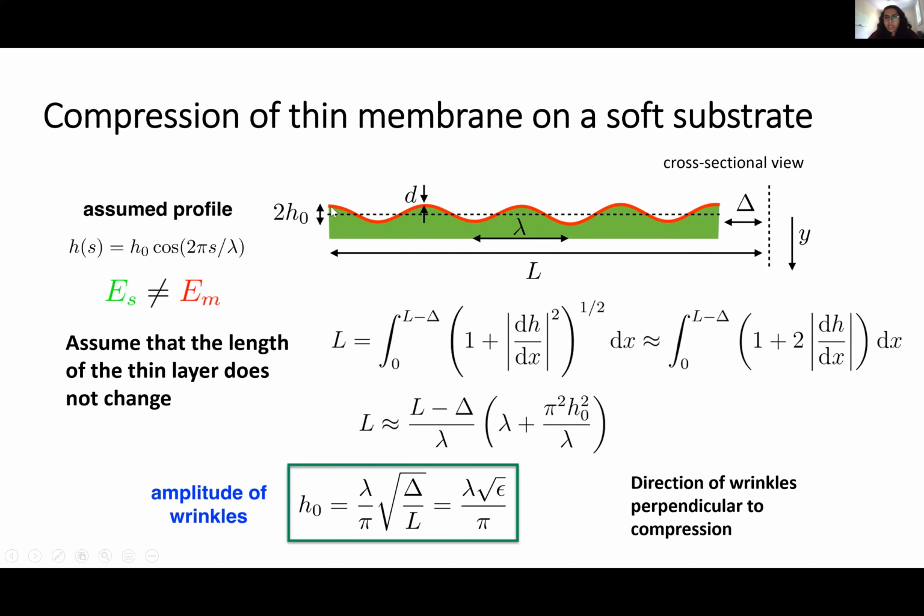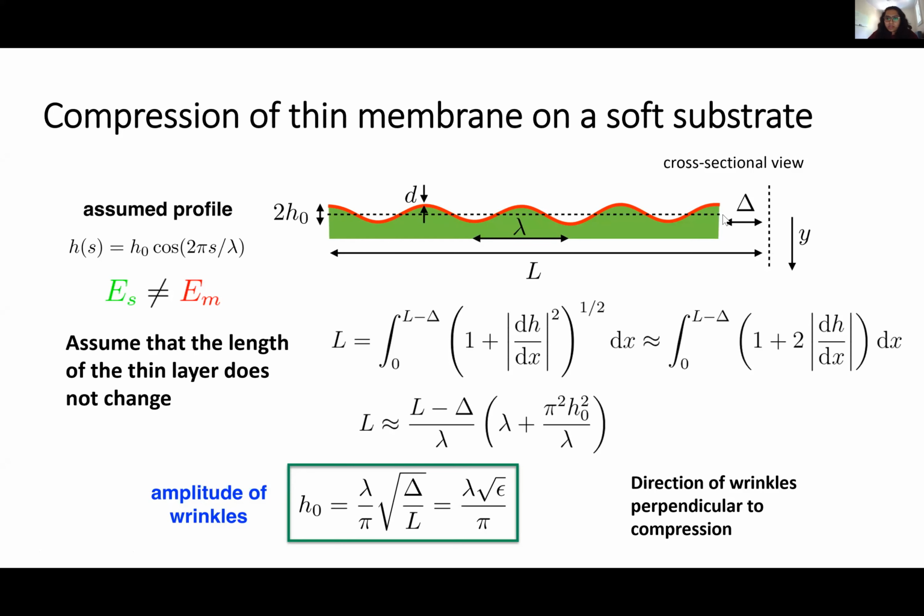To keep the length of the thin layer constant, we calculate the line integral and the actual length of the curve made by the thin membrane. Then we get this relation, which can be simplified to find the amplitude of the wrinkles as a function of the wavelength of the wrinkles and the compression applied.